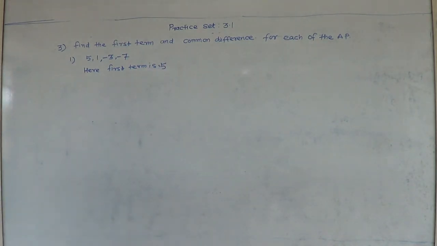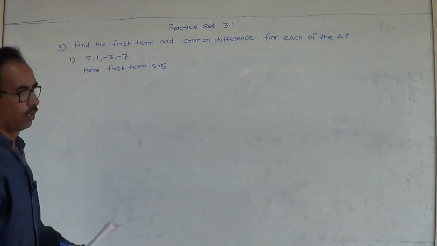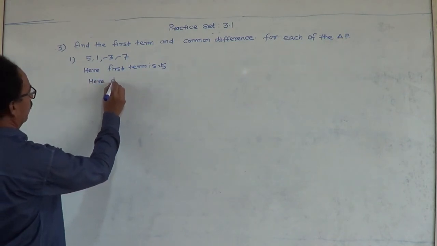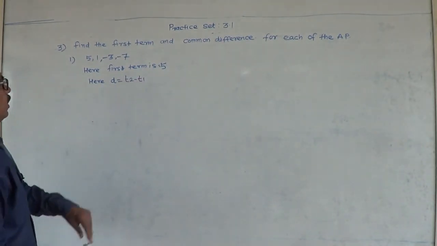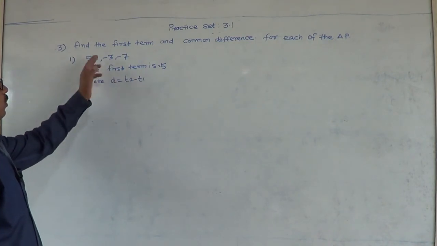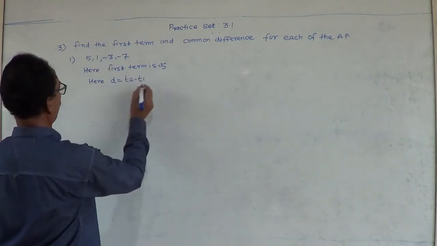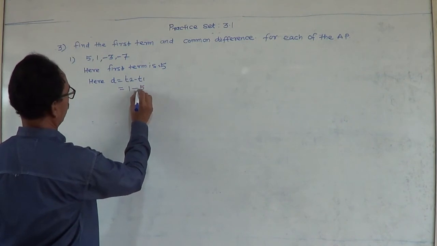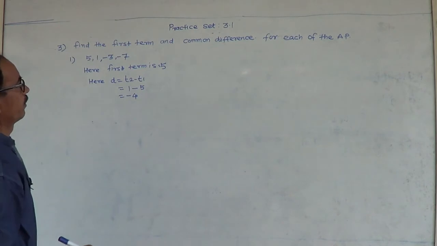To find the D, we have to take the difference between any two consecutive terms. So here D will be equal to T2 minus T1, or we can also take T3 minus T2 or T4 minus T3 also. T2 minus T1: T2 is 1 minus T1 is 5. So this answer is minus 4. So common difference is minus 4.